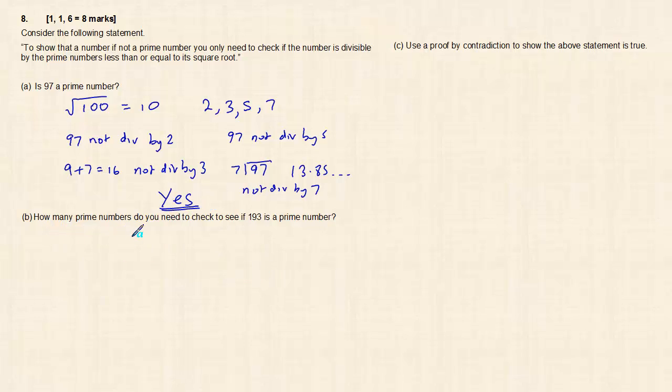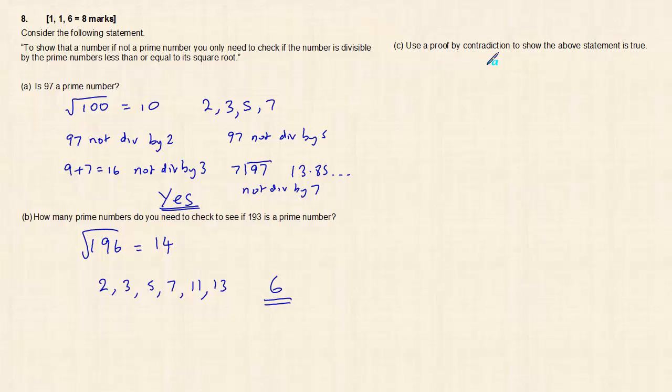How many prime numbers do we need to check to see if 193 is prime? Well, 196 is a square number very close to 193, and if we square root that we get 14, so we need to check the primes up to 14: 2, 3, 5, 7, 11 and 13. So we need to check 6.